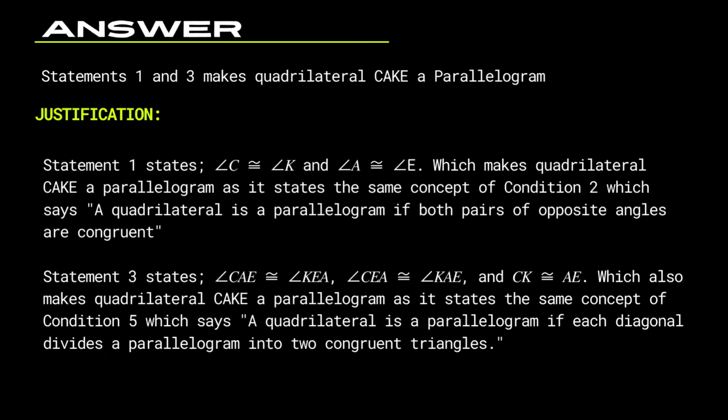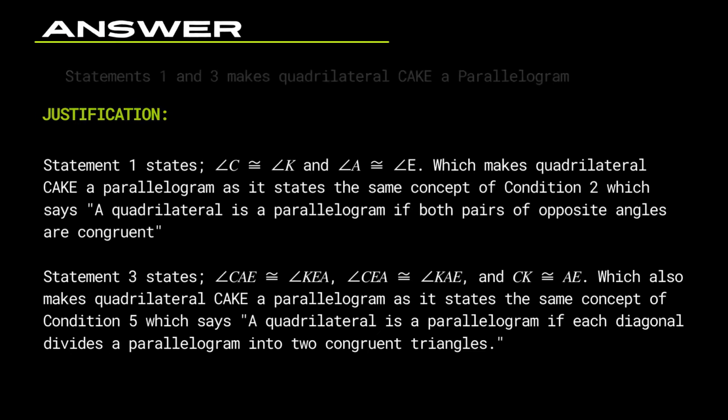And the same goes for statement number 3, that states angle CAE is congruent to angle KEA and angle CEA is congruent to angle KAE and CK is congruent to AE, which also makes quadrilateral CAKE a parallelogram as it states the same concept of condition 5, which says a quadrilateral is a parallelogram if each diagonal divides it into two congruent triangles. Yes! Problem 2 solved. Now moving on.